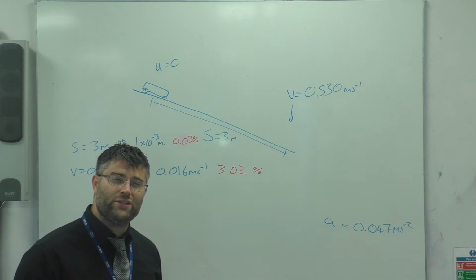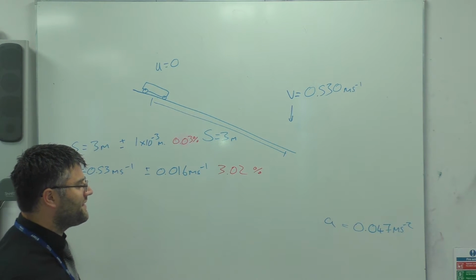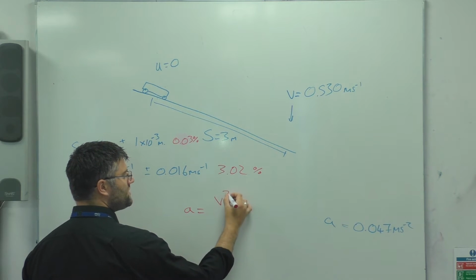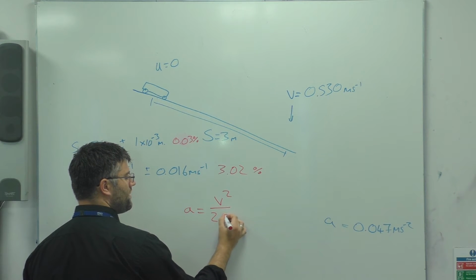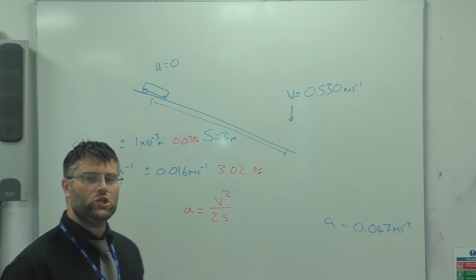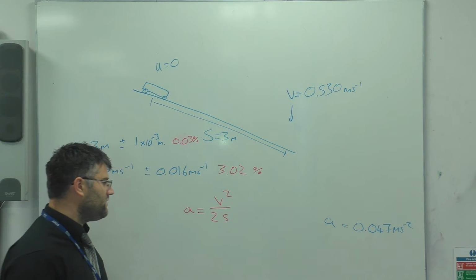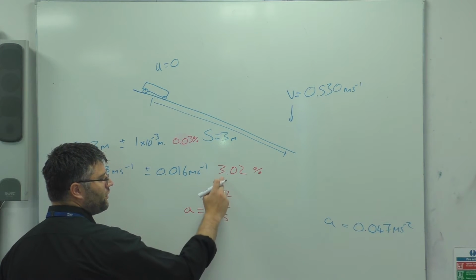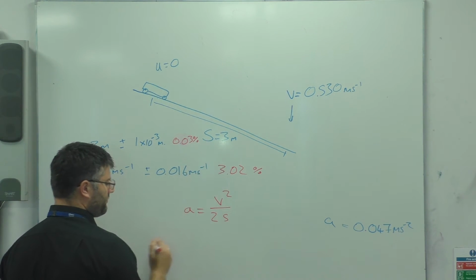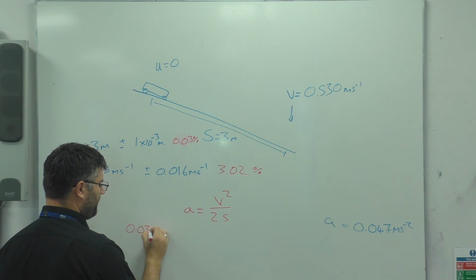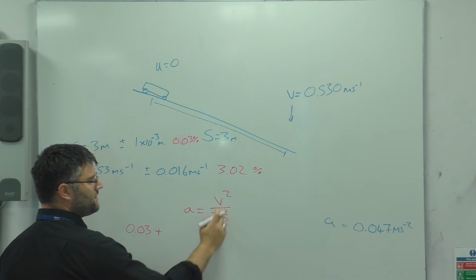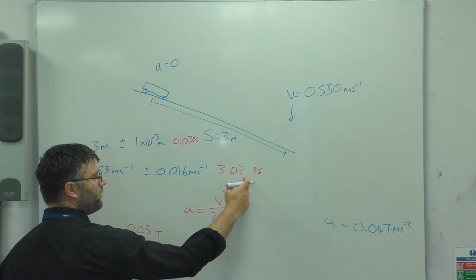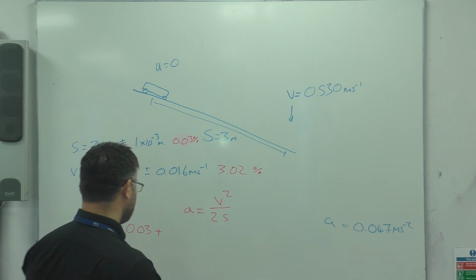Now, we need to return to the equation that we used to work out the acceleration. So the acceleration was equal to velocity squared over 2s. So let's look at each of these values individually. So s, well, that's got an uncertainty of 0.03. So we've got 0.03 plus v. V's got a percentage uncertainty of 3.02. Okay, so we add that on.